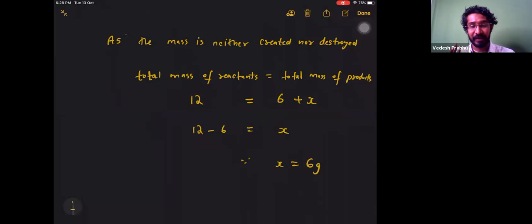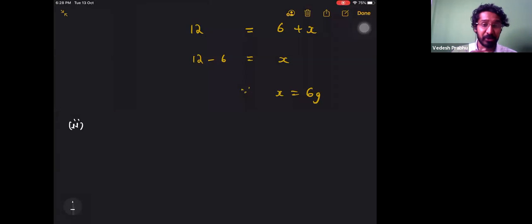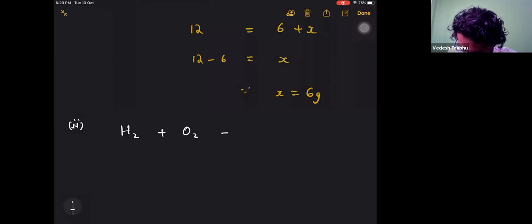Very nice, so this was one of the dummy examples. Now a real example. Let us take one simple real example, the most famous example all of you should be knowing about, that is your water. The formation of water. I will write here my reaction.